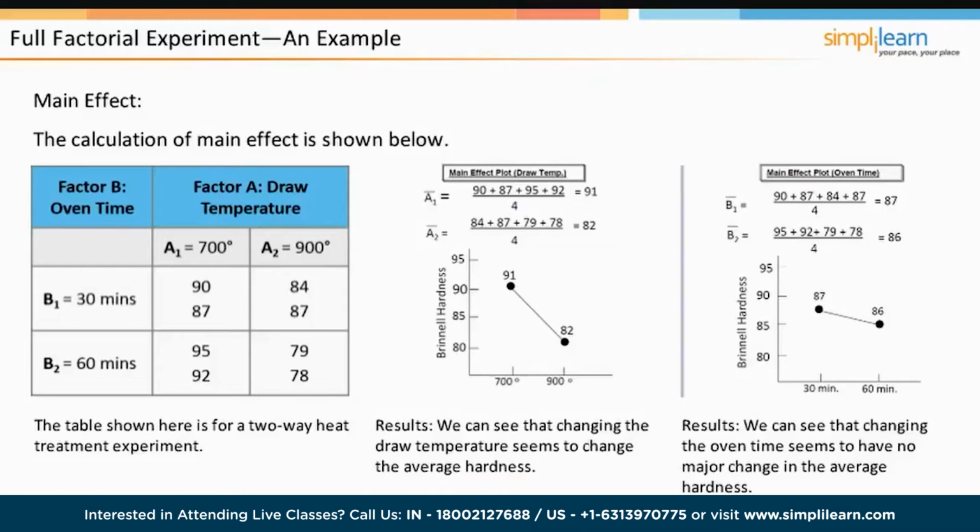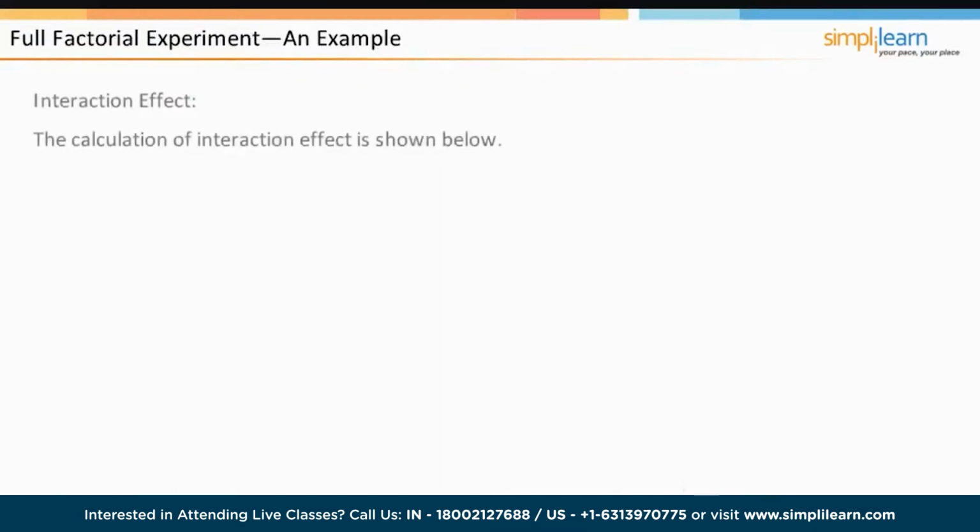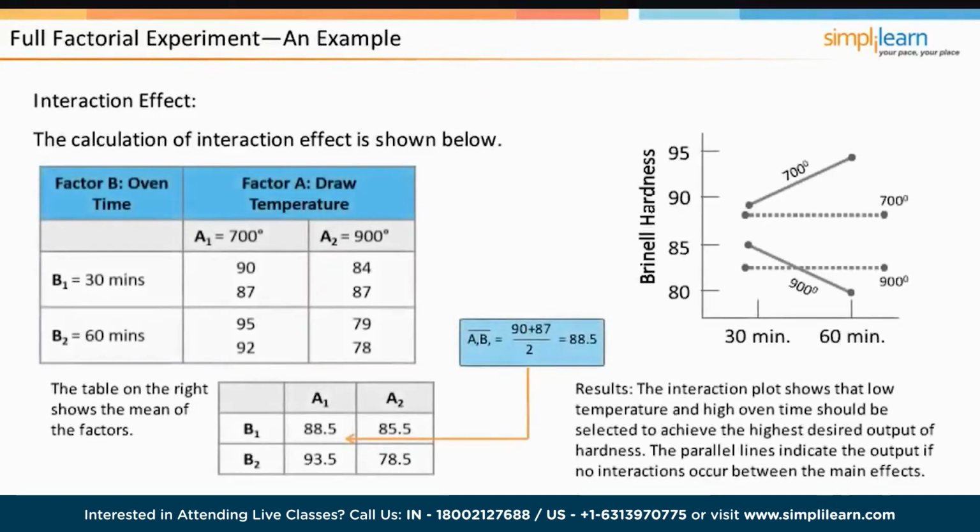Similarly, we calculate the mean of hardness values in B1 and B2. The values are 87 and 86, which are plotted on a graph. It can be seen that changing the oven time does not affect the average hardness. Now let us understand how the interaction between temperature and time affects the average part hardness.